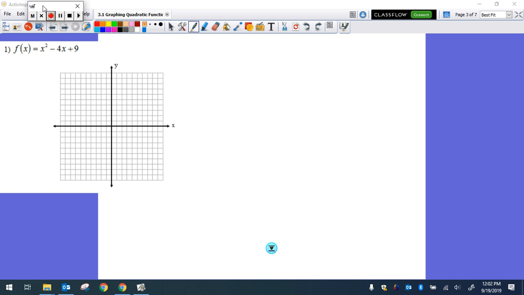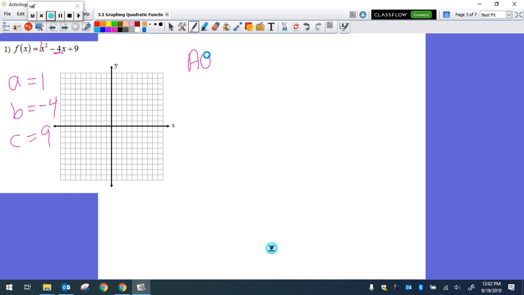First thing I want to figure out is what a is, what b is, and what c is. So a, there's no number there, it's really a 1. B is with the x, so it's a negative 4. And c is a 9. So there's my a, b, and c.